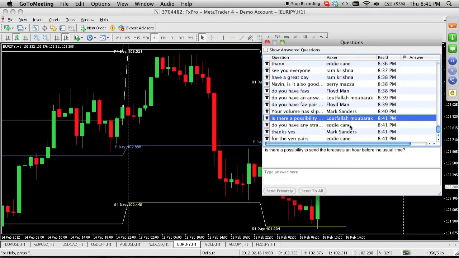Luftwalla, is there a possibility to send the forecast an hour before the usual time? Yes, I can. I usually send out the forecast at a single time in a day because no matter where I'm traveling in the world, that time is the most ideal time. Otherwise, if I send the forecast earlier from, let's say, China, and then I go to the US and can't make it at that time, it's going to be difficult for me. And then the question starts arising, why is the forecast late and whatnot? So I choose a central time where I can make it from all around the world.